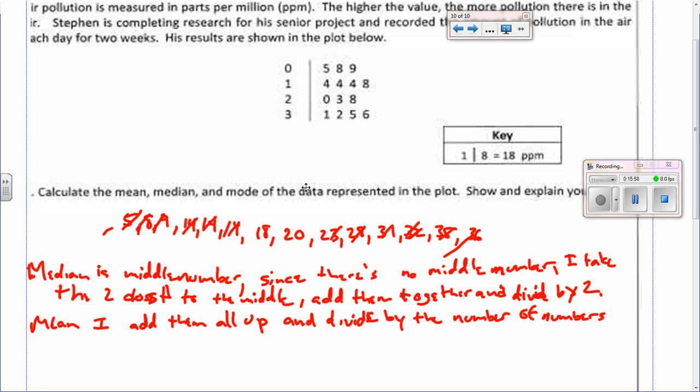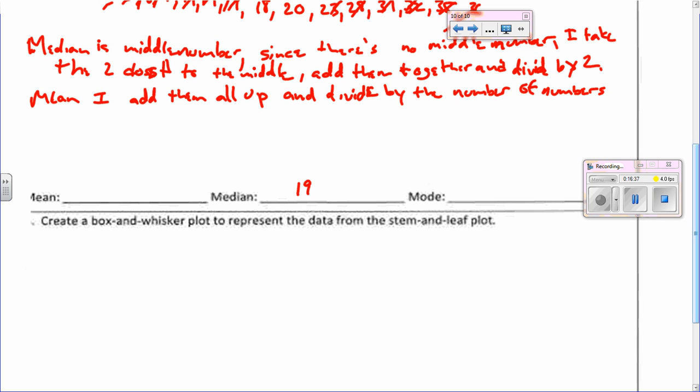So you do 5 plus 8 plus 9 plus 14 plus 14 plus 14 plus 18 plus 20 plus 23 plus 28 plus 31 plus 32 plus 35 plus 36 equals 287. Divided by 14 and you get 20.5. So your mean is 20.5.